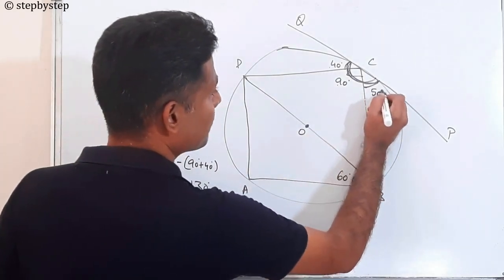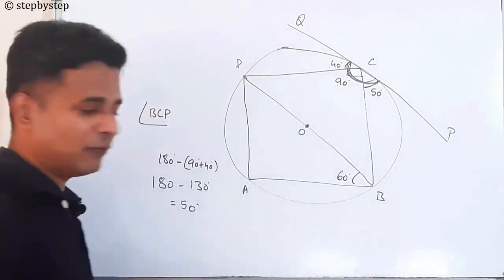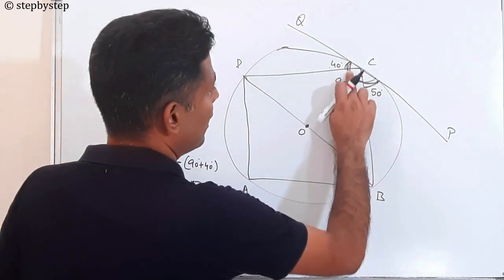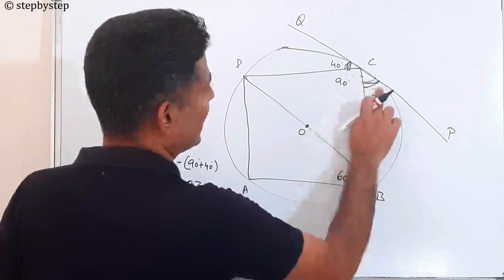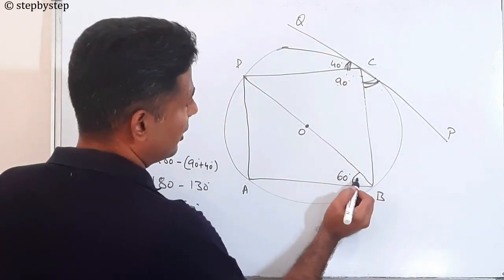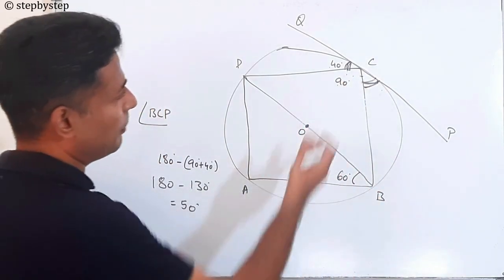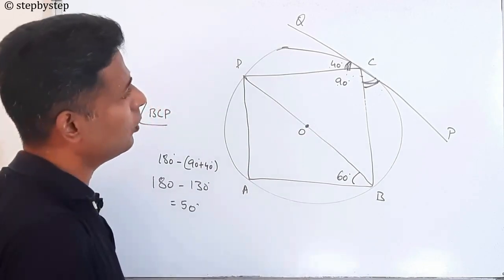So this angle is 50 degrees. Now you could have done it another way. We know this is 90 degrees. They have given this, okay, actually this is the simplest way to do it. You don't really need to do anything else.